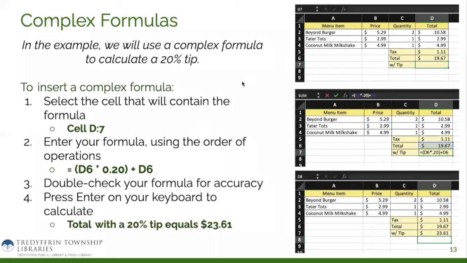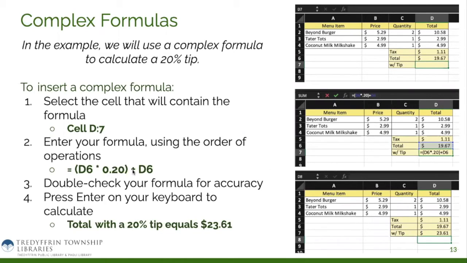We're going to take it a little bit further and calculate a 20% tip for the bill. So we're moving down to D7 now, which is this top picture here. I added another row to the table. First, we select the cell that will contain the complex formula, which is D7. And you enter in your formula, which is equals parentheses D6, which is the grand total, including tax, times 0.20, which is that 20% tip.